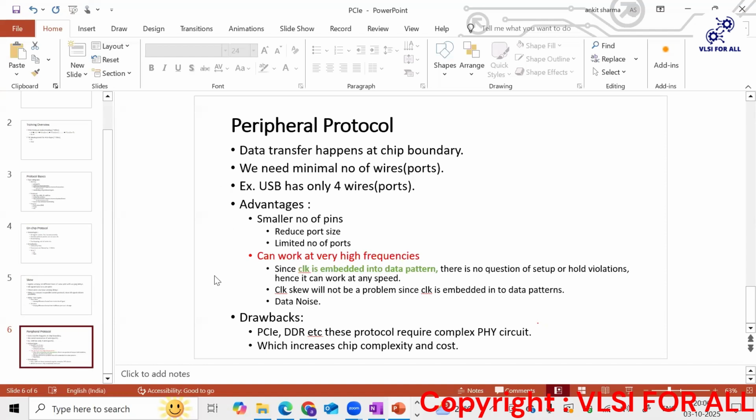So I will slightly introduce the parallel and serial protocols.